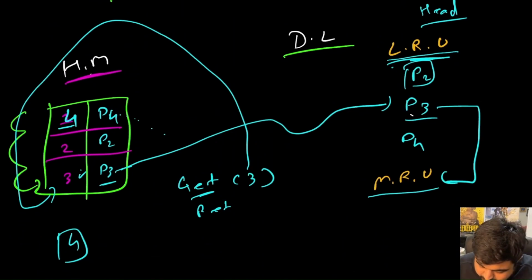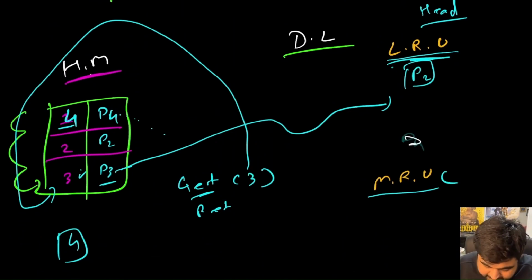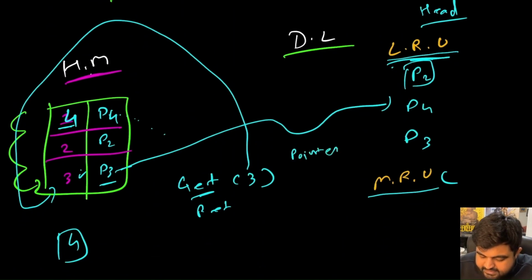So we are just going to use the same logic, and now in this case P4 becomes our second least recently used value, and P3 becomes the most recently used value, and we are able to find this value because we are using a pointer. So we are avoiding the scenario where we have to iterate over every single value inside the linked list, and saving time.